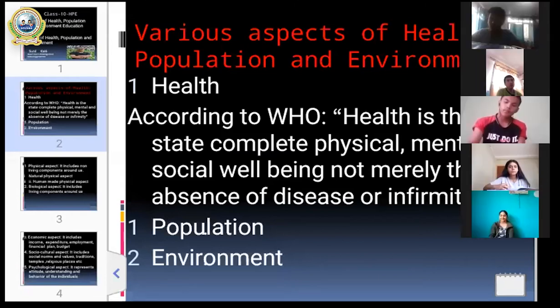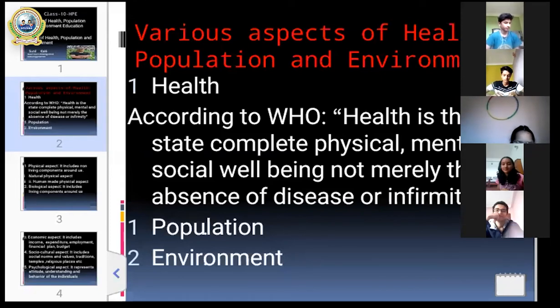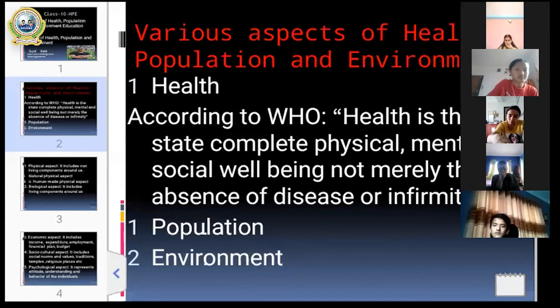After the second term, the third term is environment. As we all know, environment means the surrounding area containing both biotic and abiotic factors, right? Biotic factors means living factors, and abiotic factors means non-living factors. Some examples of living factors are human beings, plants, animals, and different microorganisms. Similarly, some examples of non-living factors are water, soil, land topography, and mountains.